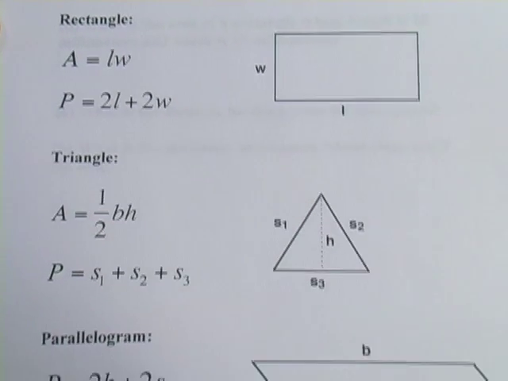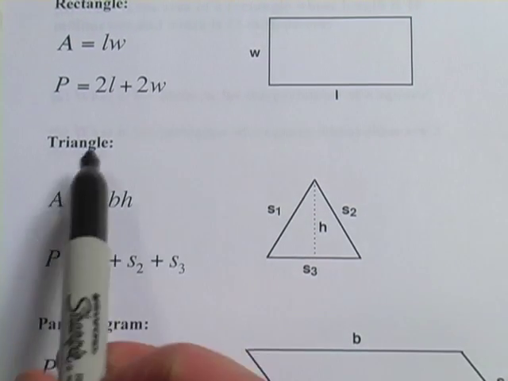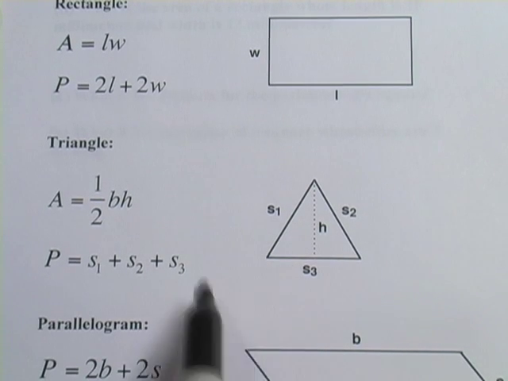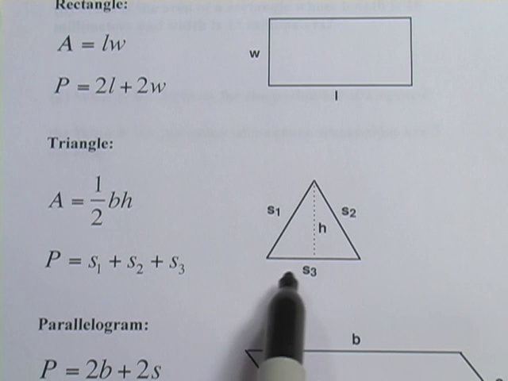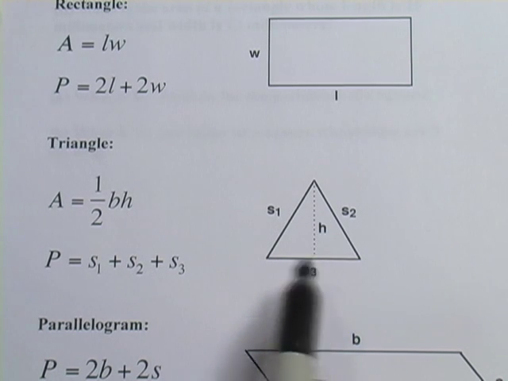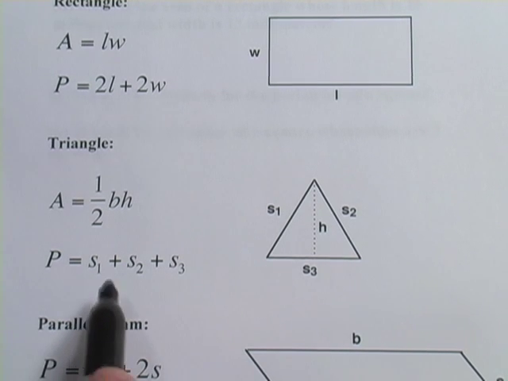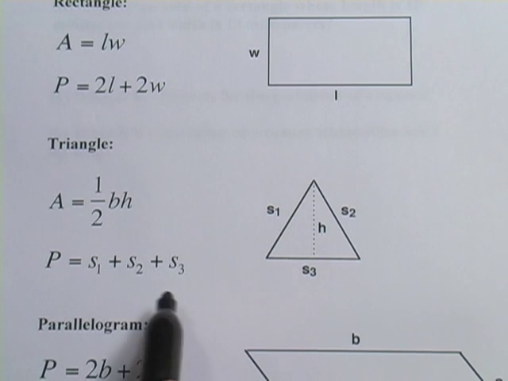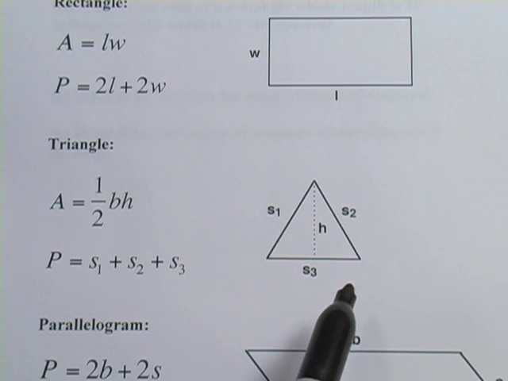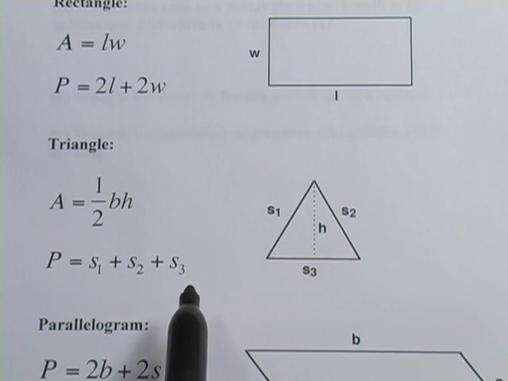And looking at the triangle, we have area is 1/2 base times height. We've already looked at that in a previous lesson. The base here would be this side down on the bottom, and the height would be this dashed line. And then for the perimeter, it would be just side 1 plus side 2 plus side 3. Some triangles have all the sides that are the same length, some triangles don't. So you just have to add up all the sides to get the perimeter of a triangle.